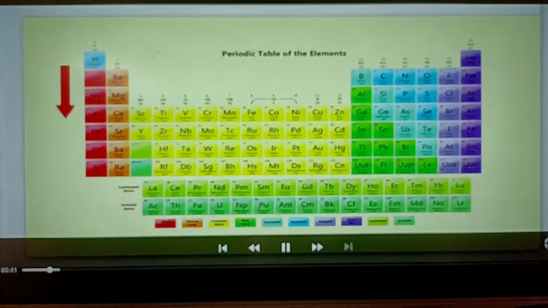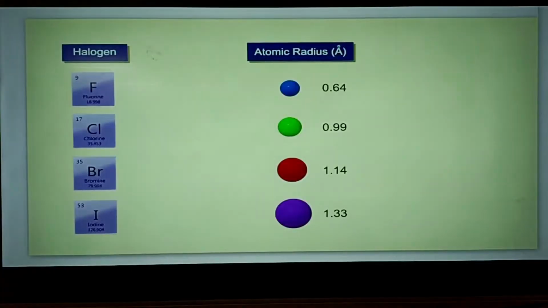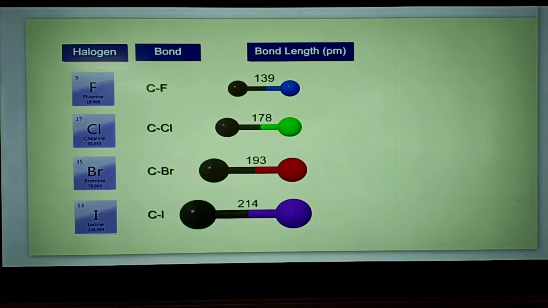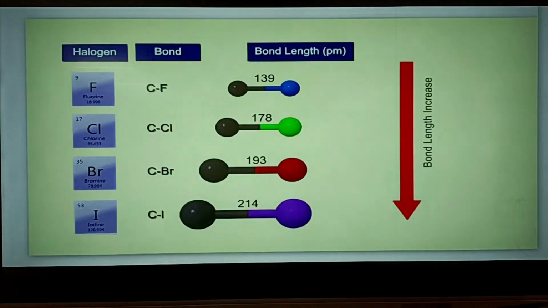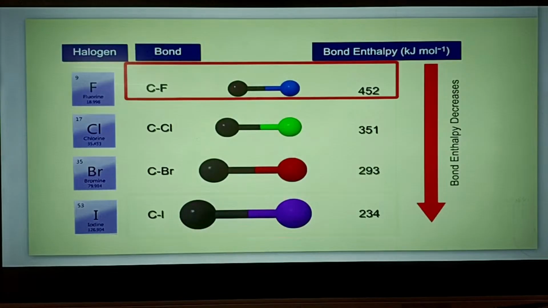The atomic radius typically increases down a column, a trend that we observe here from fluorine to iodine. Thus, the carbon-halogen bond length increases as we go from a carbon-fluorine bond to the carbon-iodine bond. As the bond length increases, the bond enthalpy decreases. This means that less energy is required to break the carbon-iodine bond as compared to the carbon-fluorine bond.